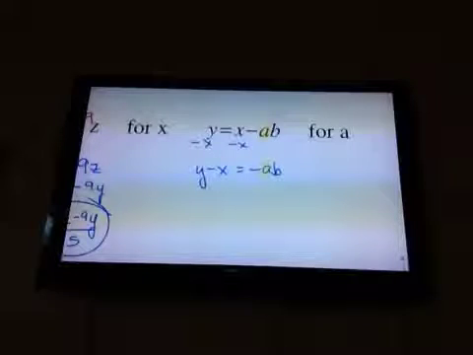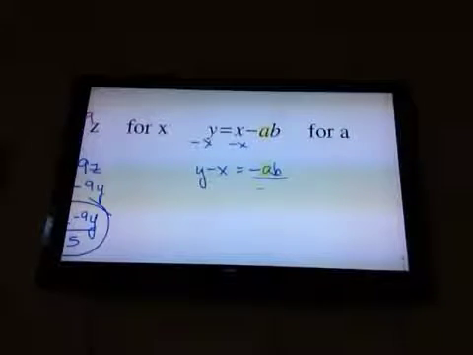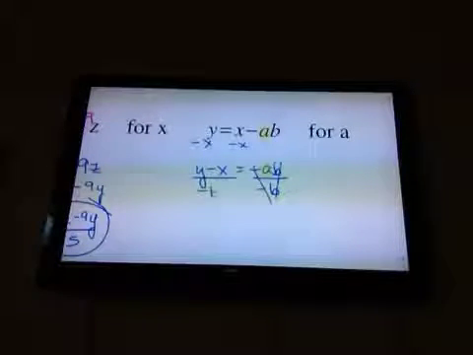If I want to get that A by itself, what am I going to do? Nicole? Perfect. Divide by, because this is multiplication. This is not subtraction. Don't plus B. If it's multiplying, to undo it, you divide. So divide by negative B, cancels out the B and the negative, and that's my answer.